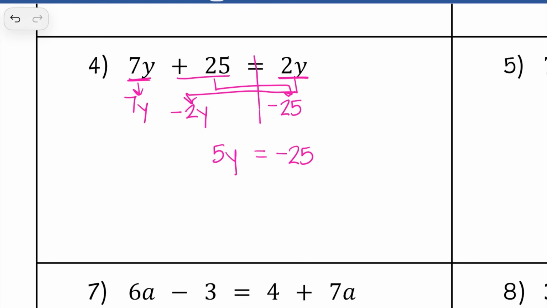Again, 5y means 5 times y. So we're going to divide, and we're dividing both sides by positive 5. So that leaves me with y equals, and that negative 25 divided by 5 is negative 5.